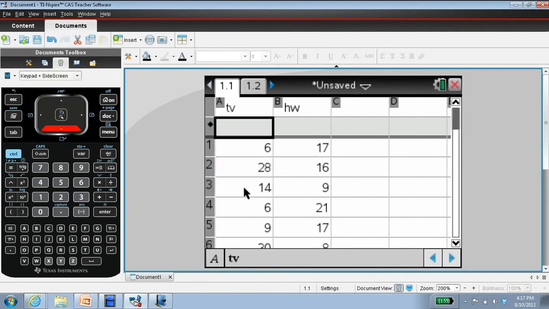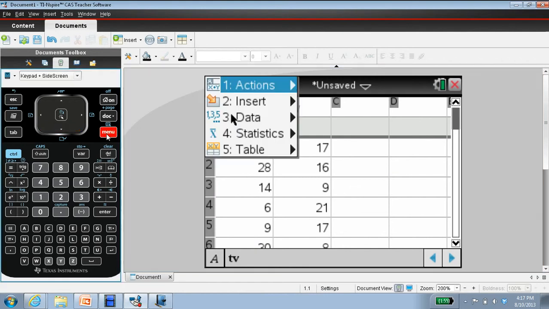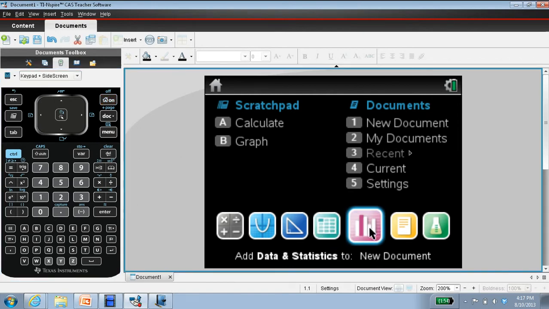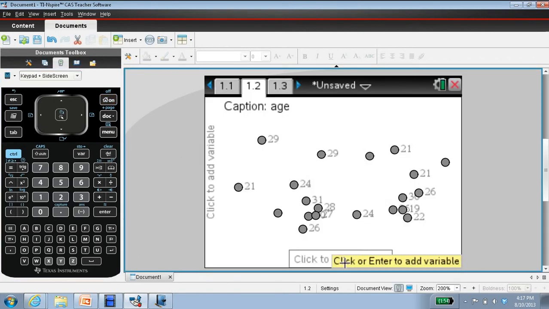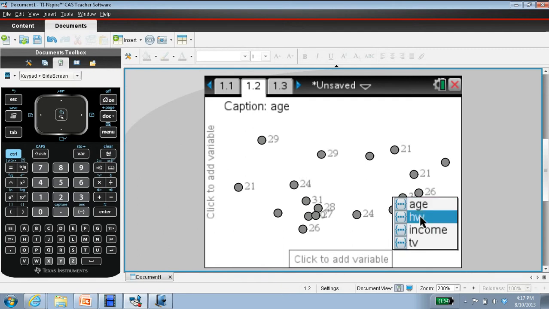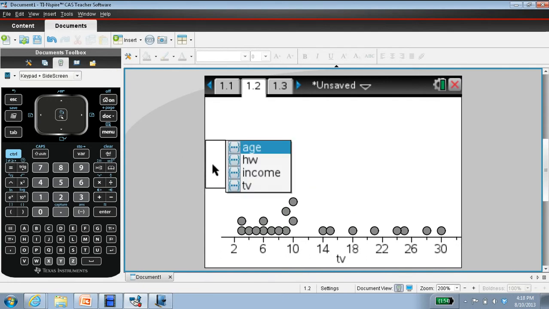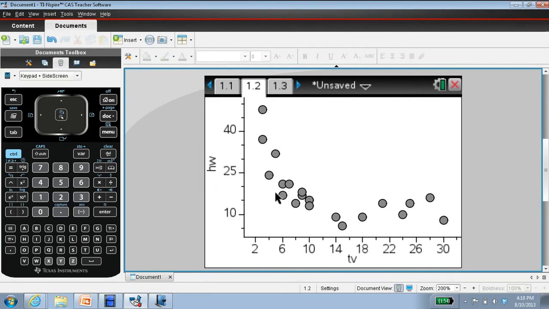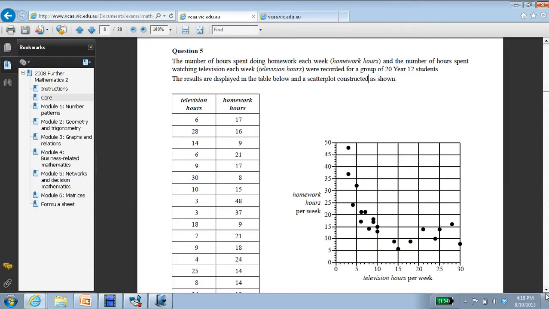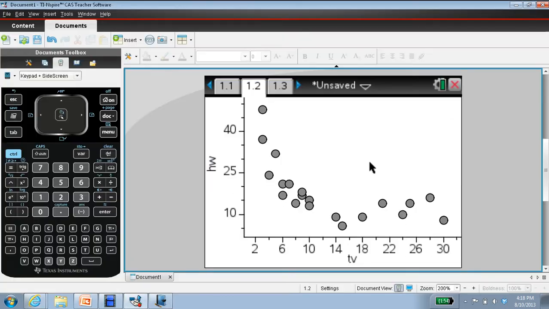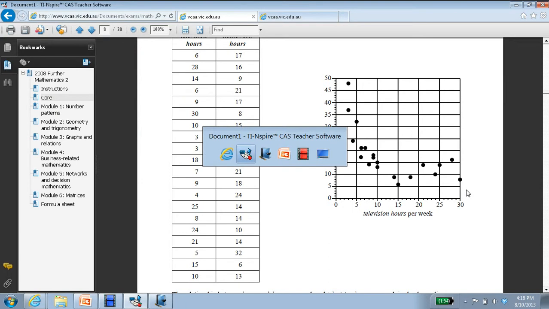Okay, first thing to do, and this probably isn't a necessary step, is to graph the scatter plot. So let's go back to the home page and put in a graphs and data and statistics page. On the x-axis I want TV, and on the y-axis I want homework, and it should look exactly the same as the scatter plot they gave us in the question. They look pretty good if we compare them.